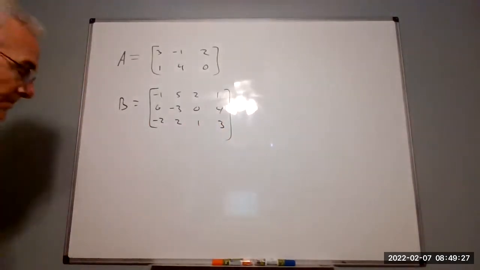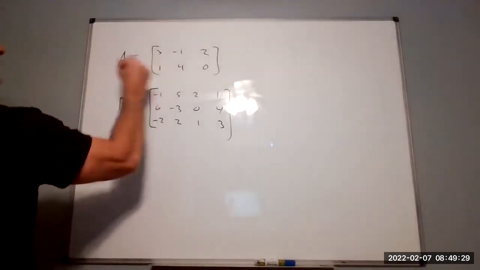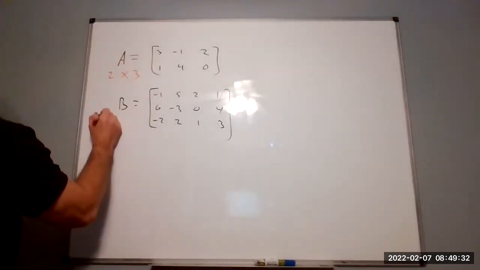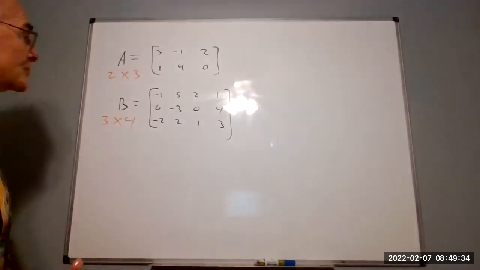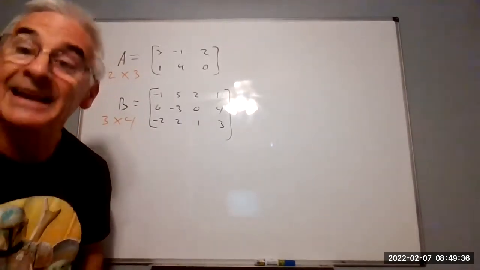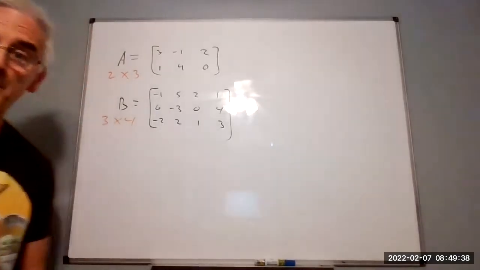Now, I want you to notice this is 2 by 3. This is 3 by 4. So A times B exists. How about B times A?